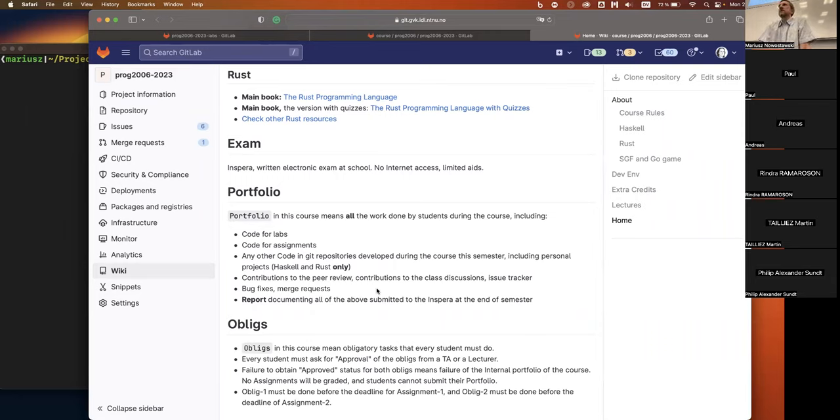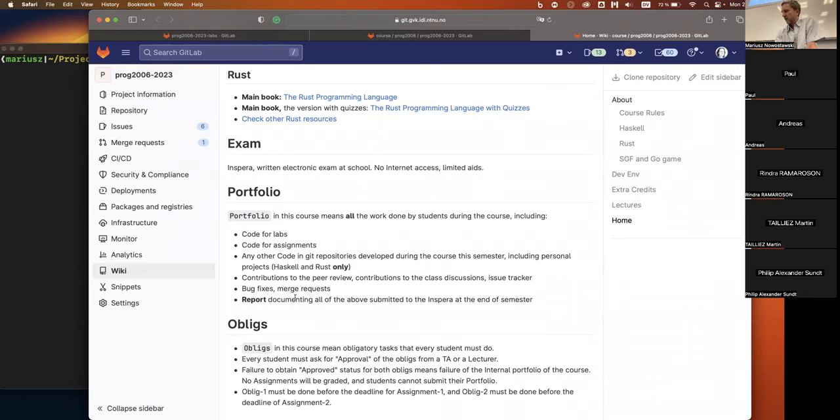Yes? In terms of the final grade, what is the portfolio? 60%. Portfolio is 60%, exam is 40%. So the portfolio is quite substantial. It's like the majority of the grade, right? It is a programming course. It is quite practical. You need to demonstrate your programming skills. So that's why the exam is only 40% with the theory and so on, and the portfolio constitutes 60%, right?